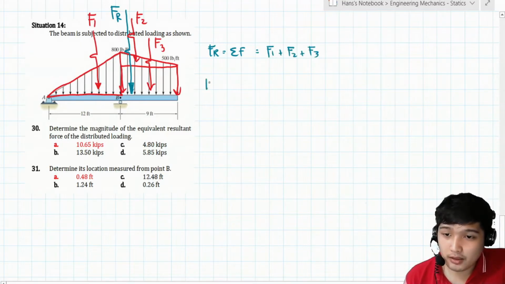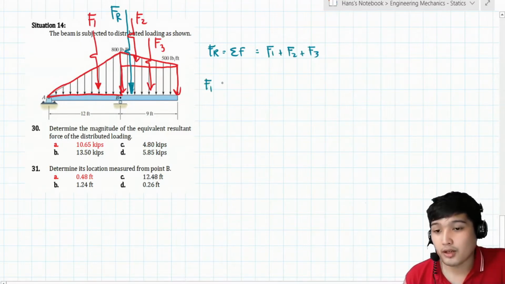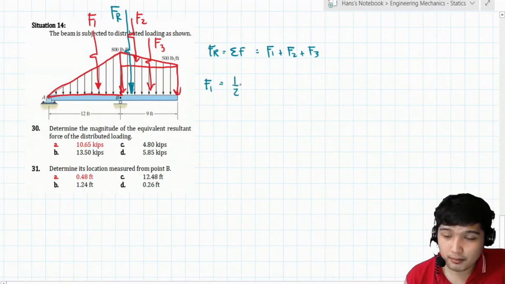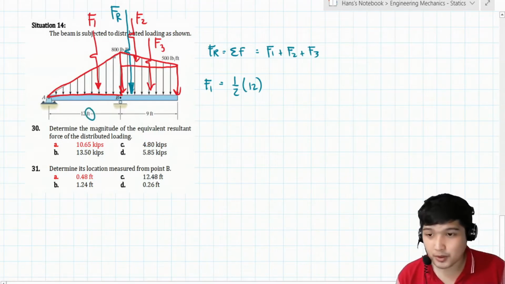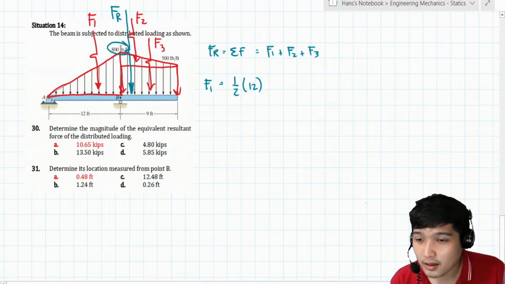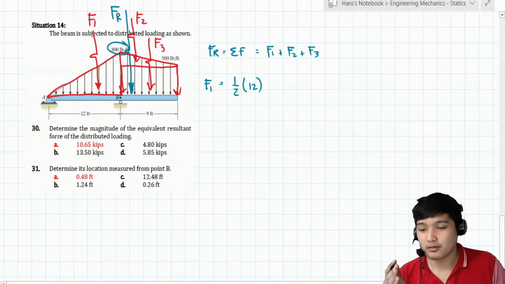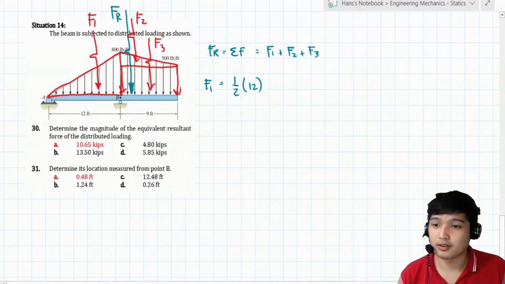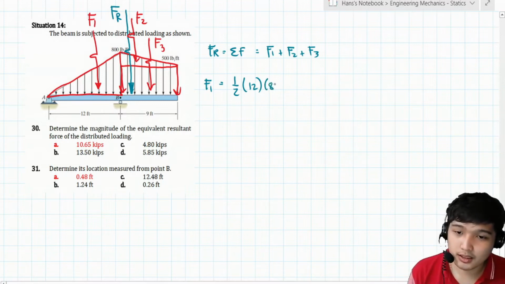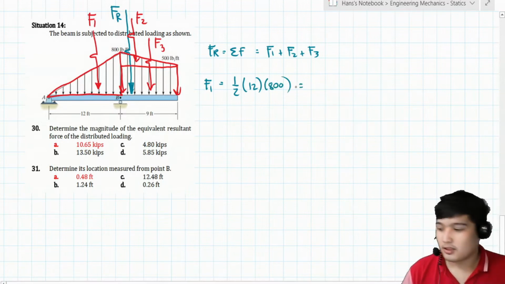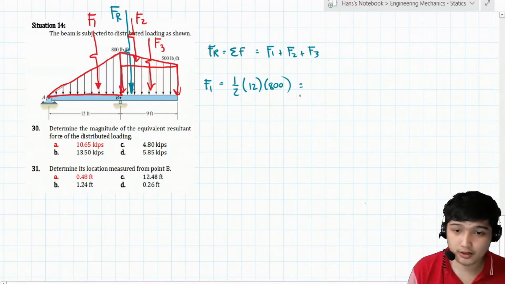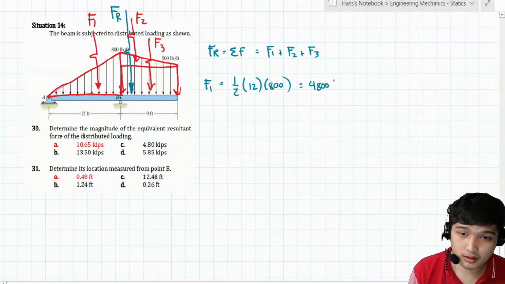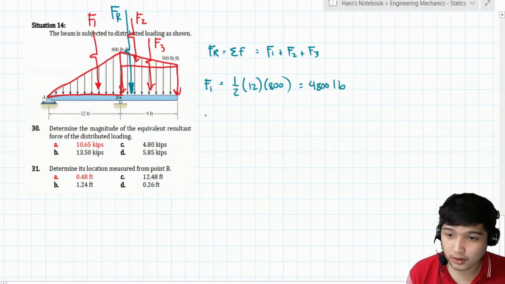So, solve muna natin individually F1, F2, F3. F1 is triangle, so that is 1/2. Base is 12. So, di ko nalagay yung unit ha, kasi naka-feet naman ito. Tapos, yung intensity natin naka pounds per foot. So, magka-cancel ang foot or yung feet, matitira pounds. Okay? So, yung height is 800. So, ilan yan, class? That is 4,800 pounds.